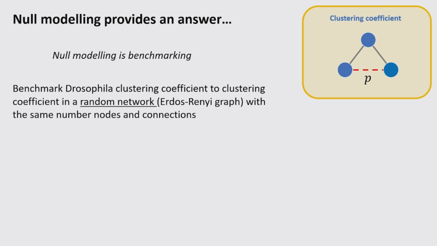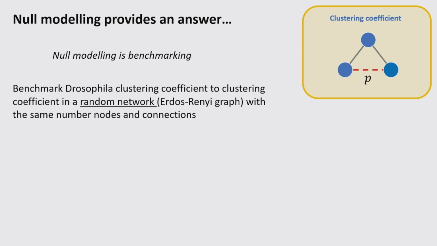They give us a benchmark to which we can compare the value of the network measure, in this case the clustering coefficient, to that of a randomized network. By the way, for those of you that are not familiar with the clustering coefficient, as I've shown there in the top right, it's a very basic measure. If we have an apex node that's connected to two other nodes, it's simply the probability that we find a connection between those two other nodes.